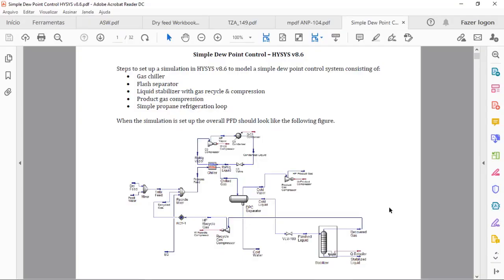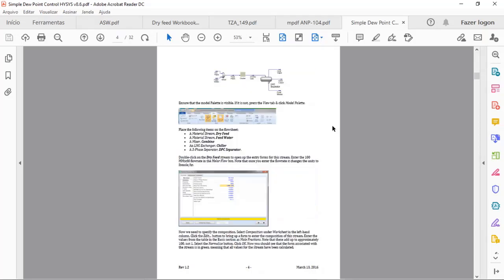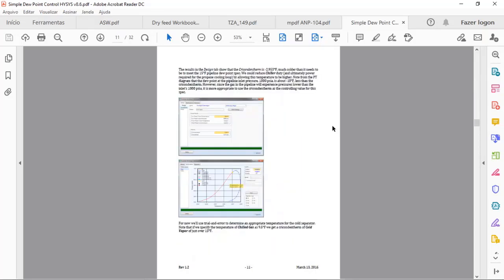To finish this class, let me tell you that after many hours of research, I found the source of information that Karim used to build the process simulation. Here you will find the step-by-step to build the process simulation that I have shown to you.